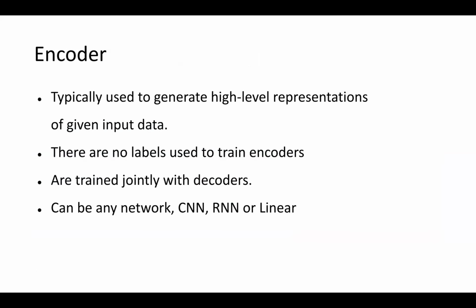So again, we use encoders as a feature extracting element. And so we might want to use this to generate high level representations of the given input data. But encoders do not generally have labels that are used to train these encoders. So we need to take care of these.